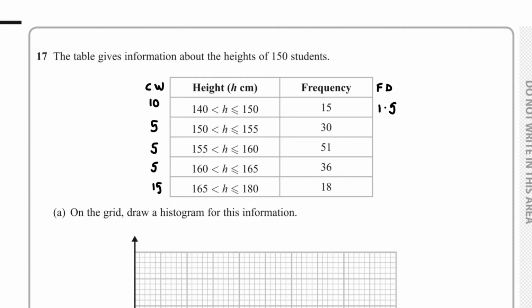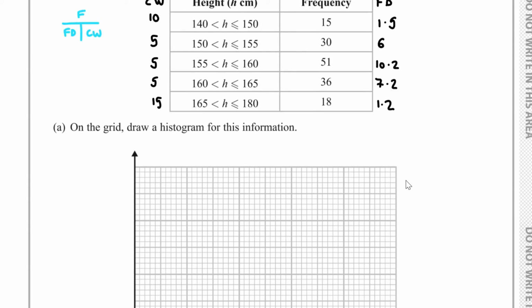Let me explain where we got this from. We should know already that frequency density multiplied by class width gives frequency. We're finding out frequency density, so that's frequency over class width. 15 divided by 10, that's 1.5. 30 divided by 5, that's 6. 51 divided by 5, that's 10.2. 36 divided by 5, that's 7.2. 18 divided by 15, that's 1.2. So now we need to plot all these.